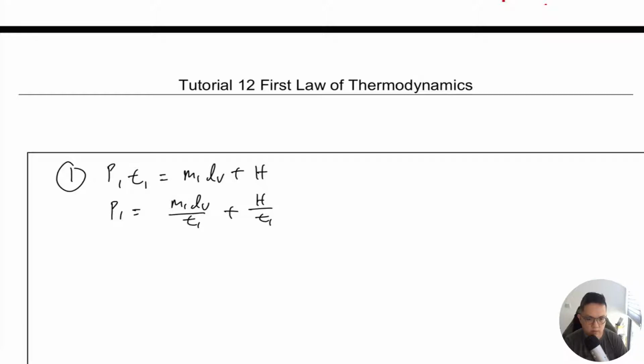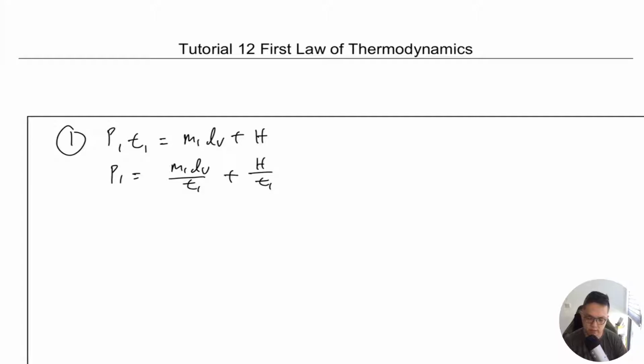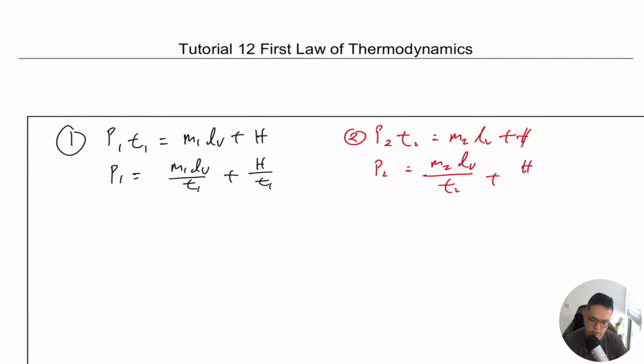Then after this you can do the same for the second one. Maybe use red color here. The second one will be P2T2 equals M2 LV plus H. So P2 equals M2 LV over T2 plus H over T2.